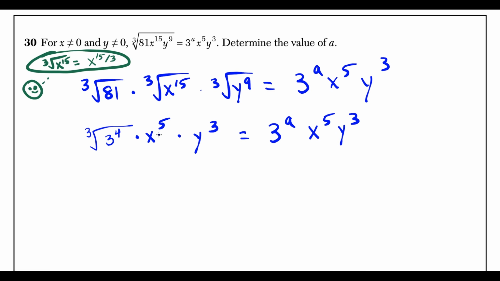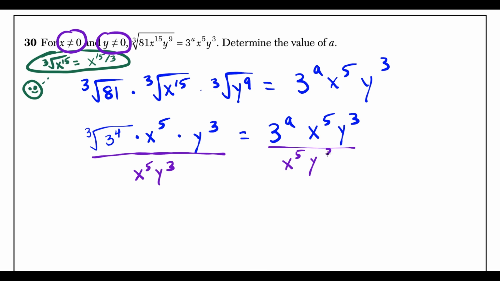But now notice I have matching x to the 5ths, and I have matching y to the 3rds. They told us here x is non-zero and y is non-zero. So that means we're allowed to divide both sides by x to the 5th, y to the 3rd. So that's just so that we're not dividing by 0, that they have to tell us to assume this. And now x to the 5th cancels, y to the 3rd cancels on both sides. And that gets us here.